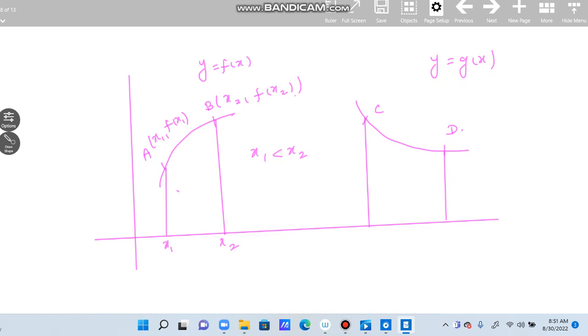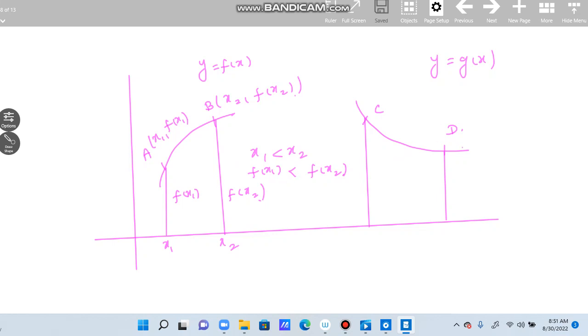Now what can we say about f of x1 and f of x2? From the height of this line, which is obviously the y coordinate, that is f of x1, don't you see that f of x1 is also less than f of x2? That is, for an increasing function, the inequality is maintained. That means if we choose 2 points in such a way that x1 is less than x2, we will get f of x1 less than f of x2.